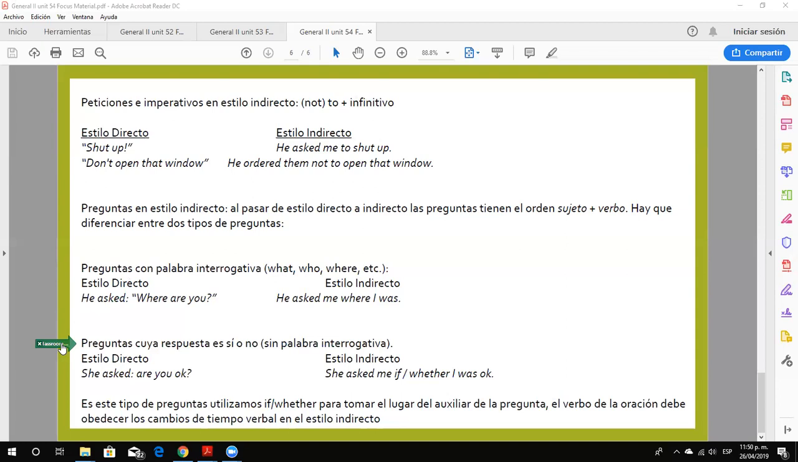Then the questions whose answer is yes or no, with no interrogative word. Example in direct speech, she asked, "Are you okay?" Indirect speech: she asked me if or whether I was okay. In this case of questions, we use "if" or "whether" to take the place of the auxiliary in the question. The verb in the sentence must follow the changes of verb tense in indirect speech.